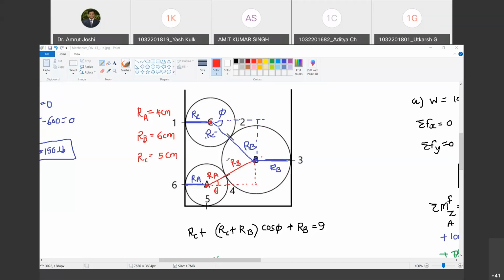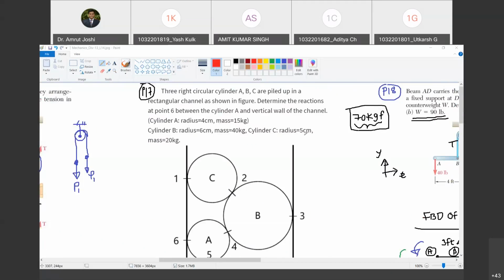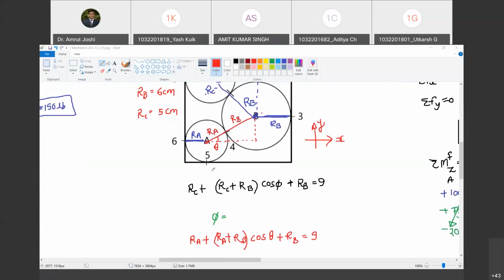Happy? Yes, sir. Let us call this axis X and this axis Y. The angle that the line RA plus RB makes with X is theta. Then the angle that the line RC plus RB makes with X is phi. This is what we have said. And we know that RA is 4 centimeter, RB is 6 centimeter, and RC is 5 centimeter. This is given data. Yes.